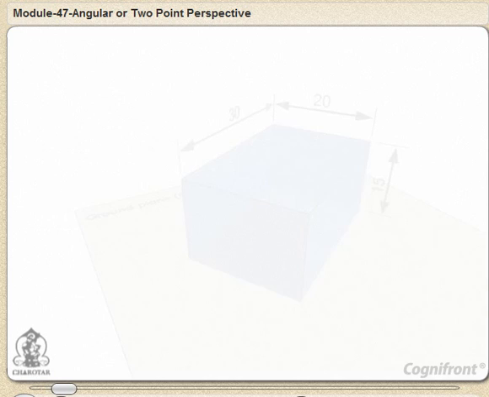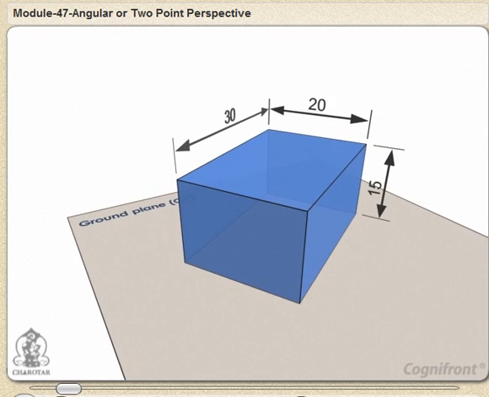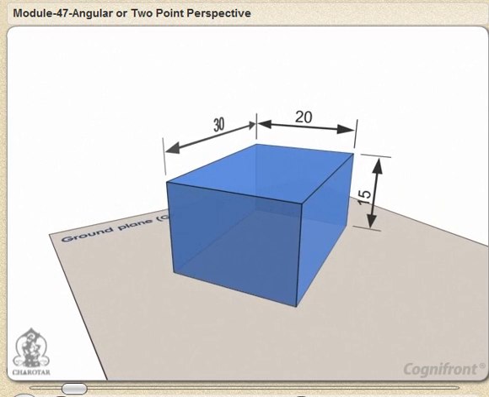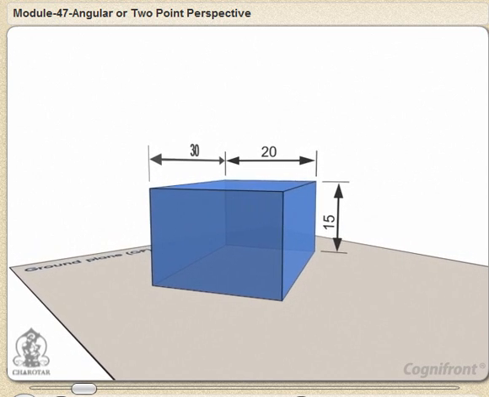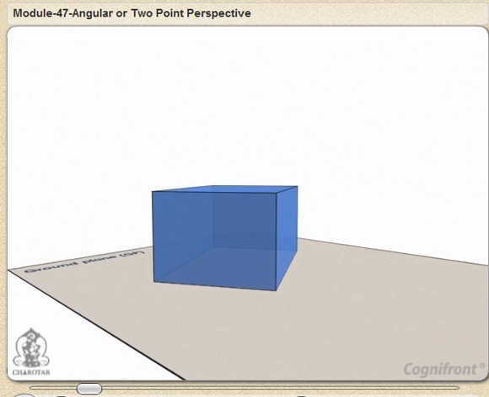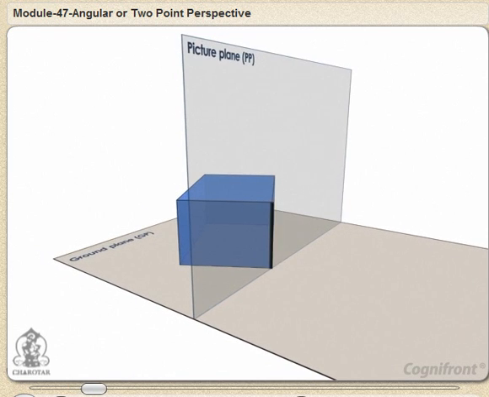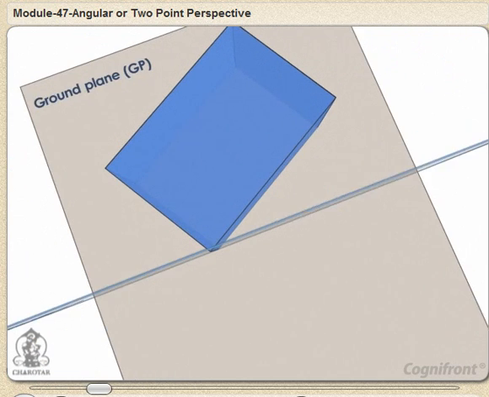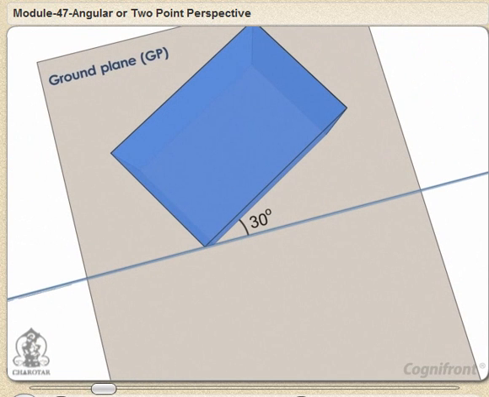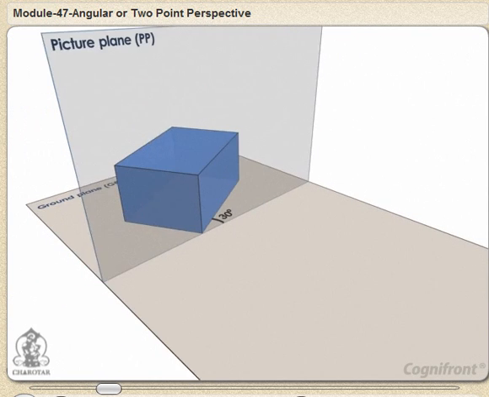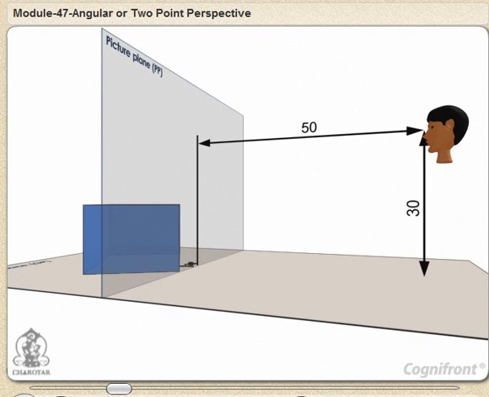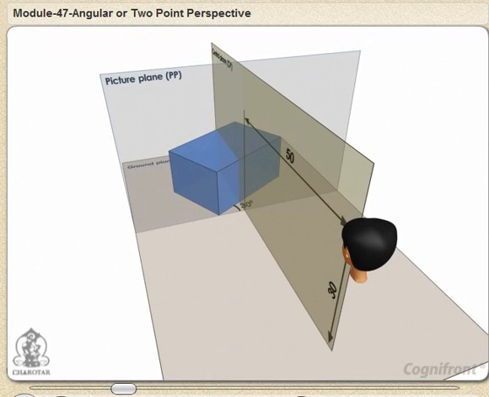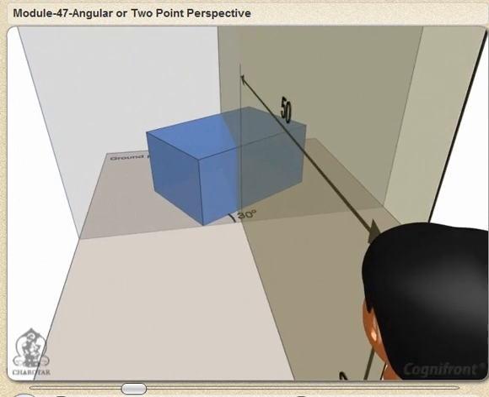Problem 19.4. A rectangular block 30 mm by 20 mm by 15 mm is lying on the ground plane on one of its largest faces. A vertical edge is in the picture plane and the longer face containing that edge makes an angle of 30 degrees with the picture plane. The station point is 50 mm in front of the picture plane, 30 mm above the ground plane, and lies in a central plane which passes through the center of the block. Draw the perspective view of the block.